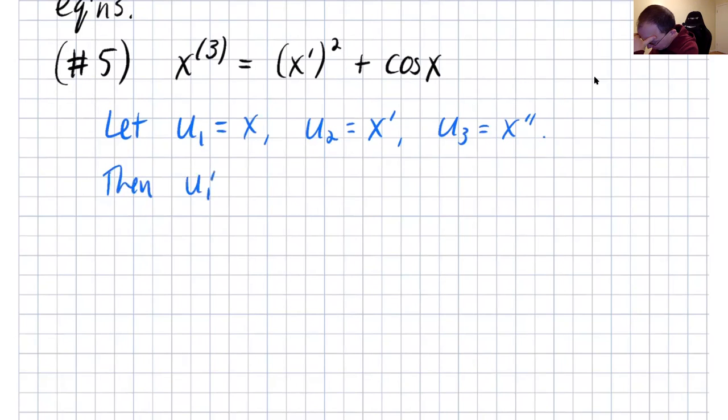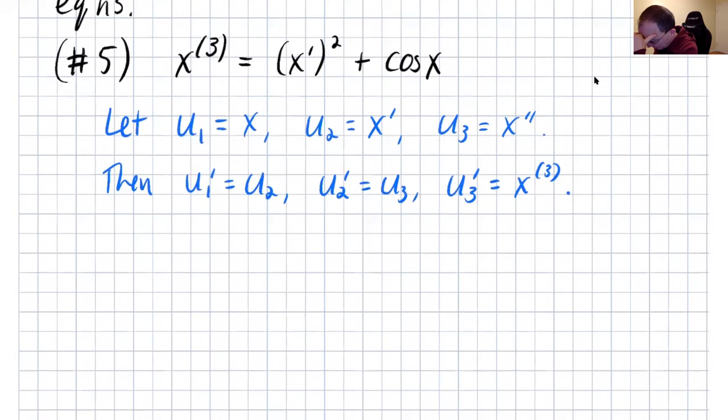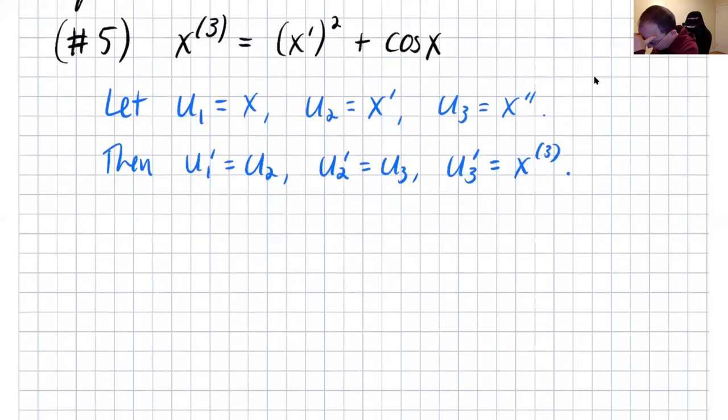So then u1 prime is equal to x prime, but that's equal to u2. u2 prime is equal to x double prime, and that is u3. And u3 prime is going to give us x triple prime, so the third derivative. Okay, so now we can write down our system. So we'll have three equations, one for each of the derivatives of the three functions.